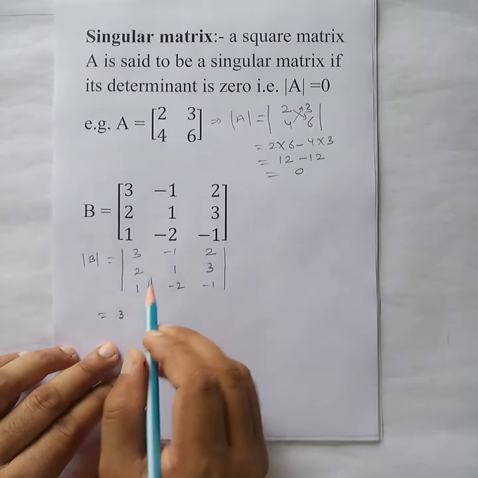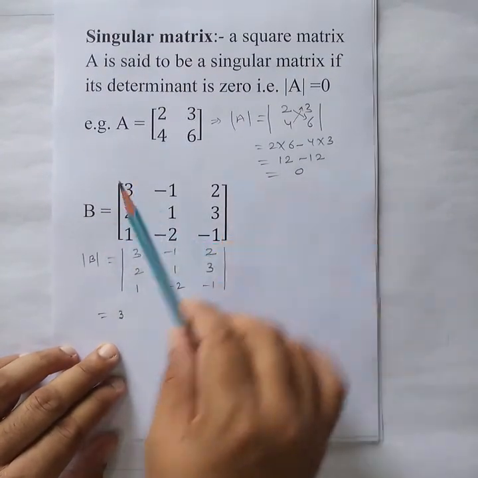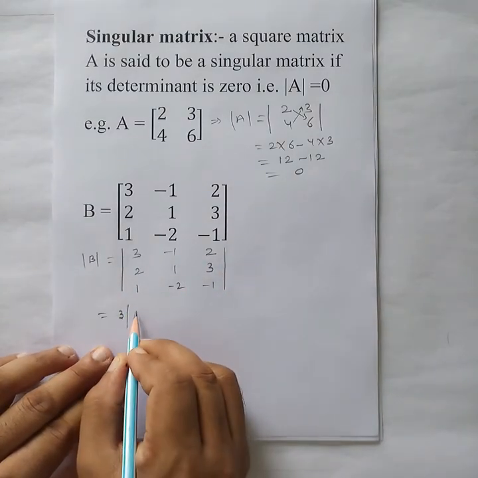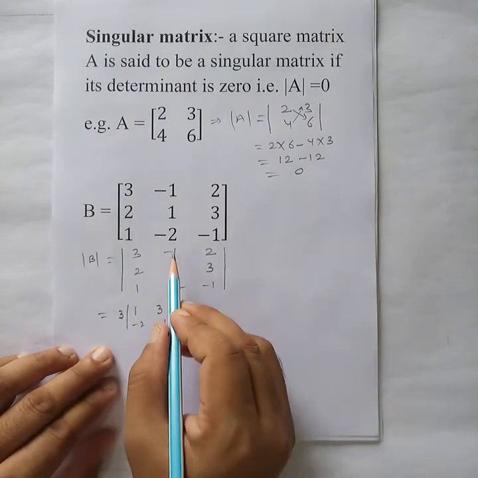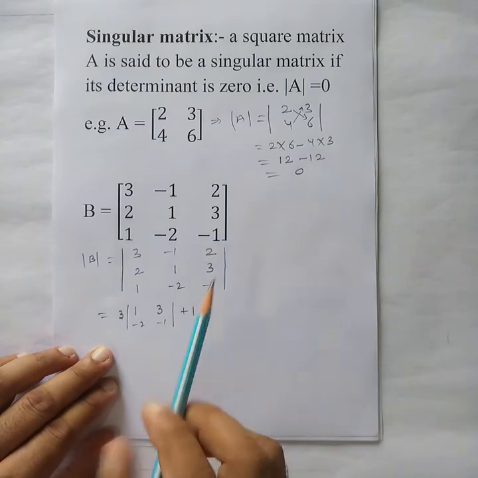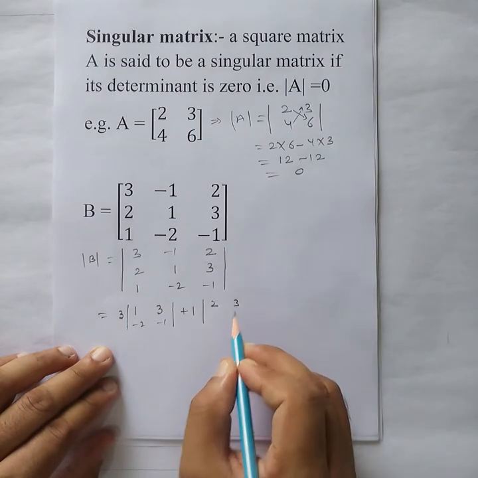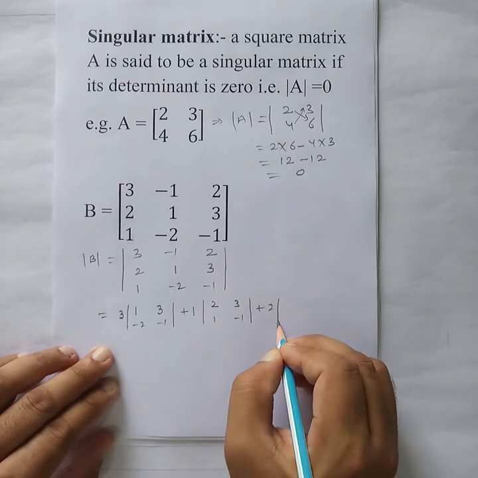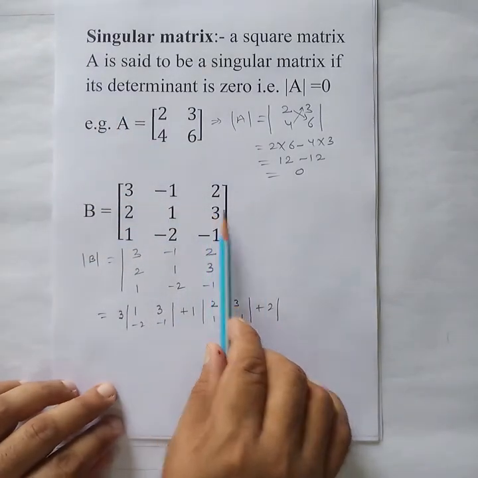So A11. Now we hide the row and the column in which this element is positioned. So we convert this determinant into a 2 by 2 order determinant. So we get here 1, 3, minus 2, minus 1. We get a negative sign for this element, plus 1, and it is in the first row and second column, so we get a determinant 2, 3, 1, minus 1, and this element is written with its original sign, 2, and when it is reduced to a 2 by 2 order determinant, we get 2, 1, 1, minus 2.